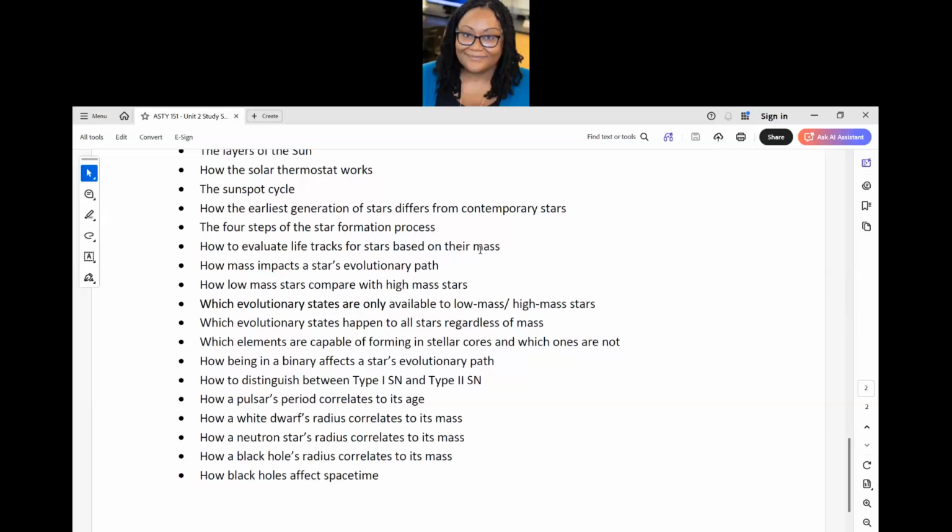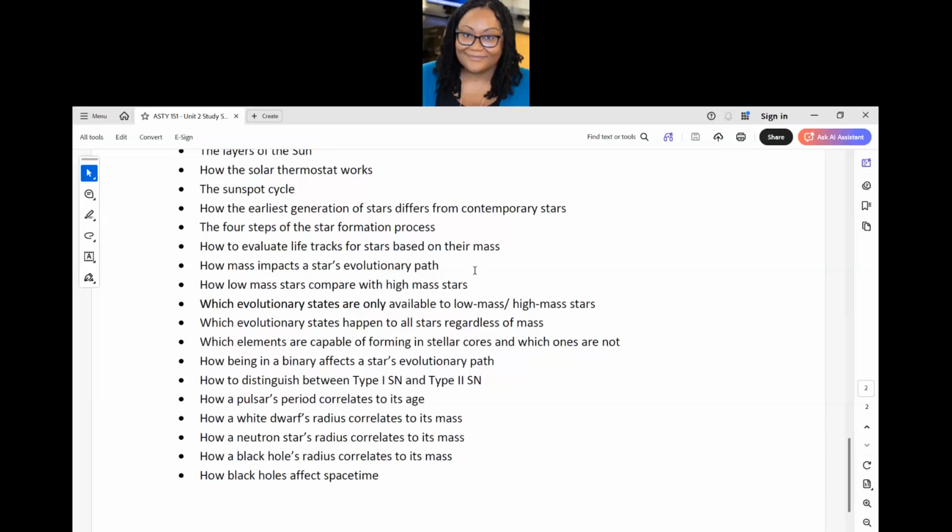For lower mass stars, it's going to be closer to vertical. For our sun, it's a little of both, so like a diagonal. How mass impacts a star's evolutionary path. Think of the flowchart that put together all of our concepts from Unit 2.